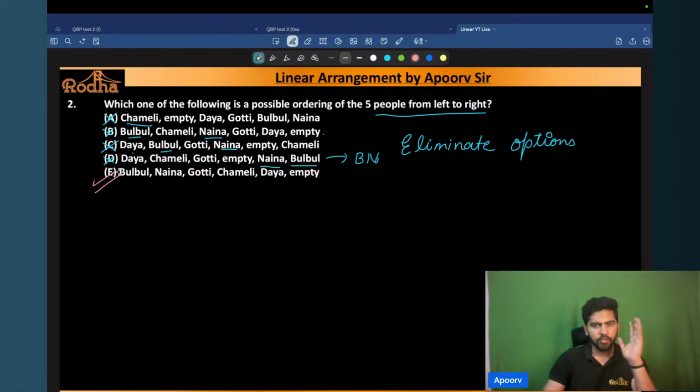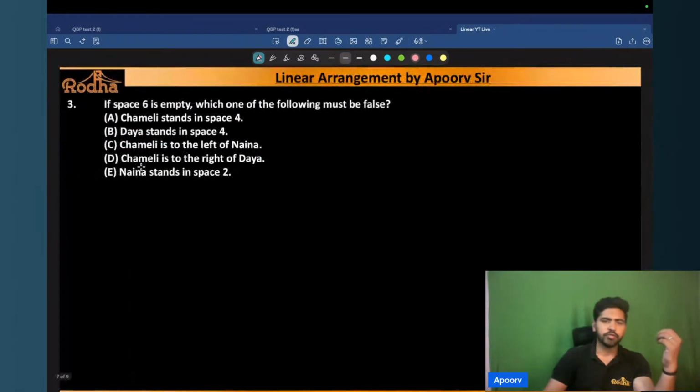All right. So if you go for eliminating the options, it is the best way to solve such kind of questions here, right? You cannot make all the possible arrangements. So better is that you always eliminate options and find the reason why the answer can be incorrect. Okay. Let's move to the third one here.